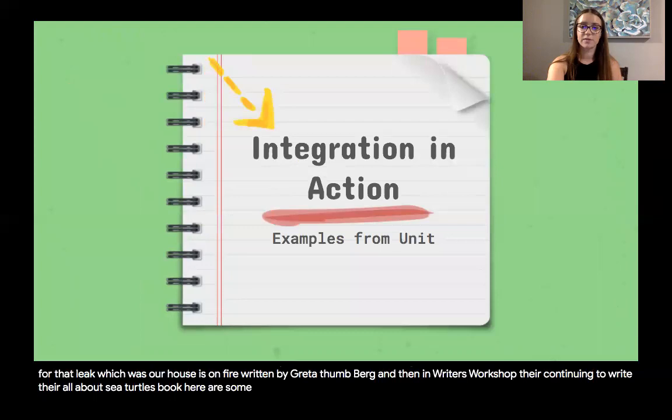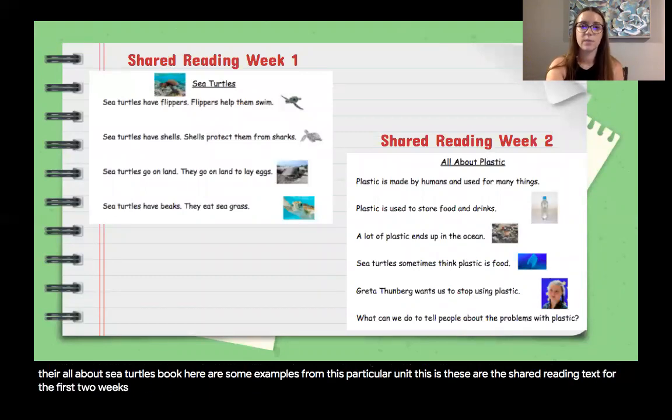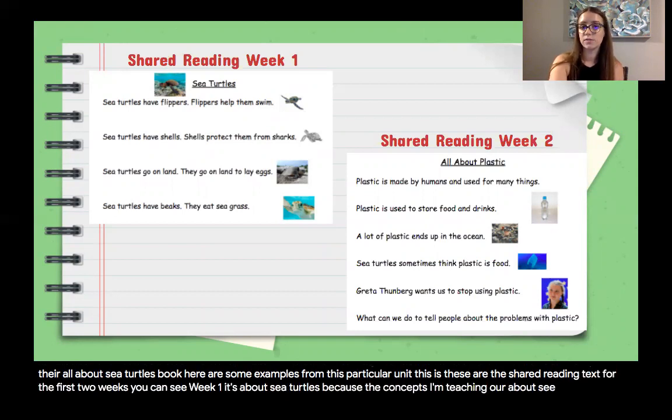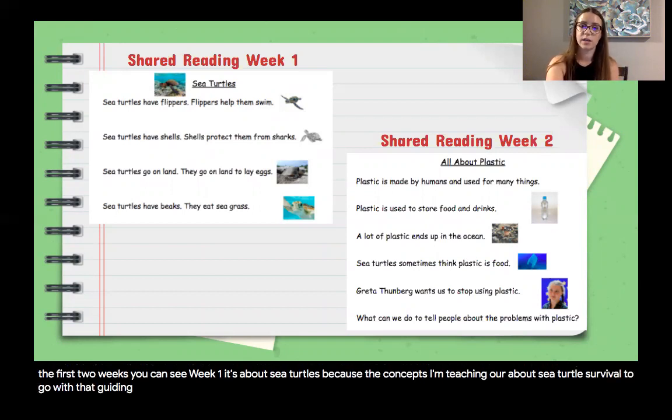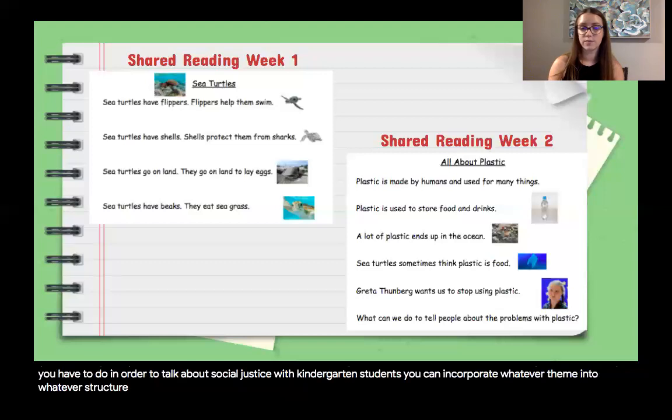Here are some examples from this particular unit. These are the shared reading texts for the first 2 weeks. You can see week 1, it's about sea turtles because the concepts I'm teaching are about sea turtle survival to go with that guiding question. And then week 2, the shared reading text is about plastic. And shared reading is not something you have to do in order to talk about social justice with kindergarten students. You can incorporate whatever theme into whatever structures and reading instruction you already have in place.